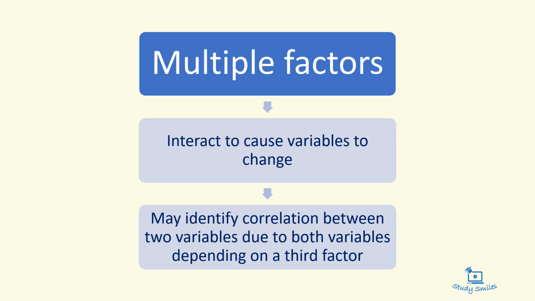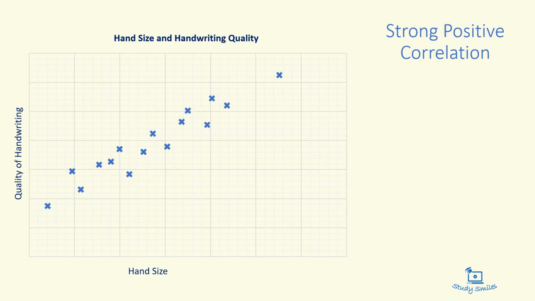Let's look at another example. Here we have a scatter diagram showing a strong positive correlation between hand size and quality of handwriting. Does this strong positive correlation mean that a larger hand size causes better handwriting? Not necessarily. Remember, correlation does not mean causality. Let's think through our questions for interpreting correlation to determine whether a causal relationship is likely.